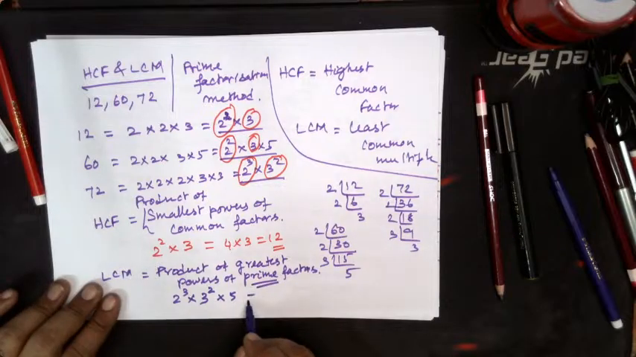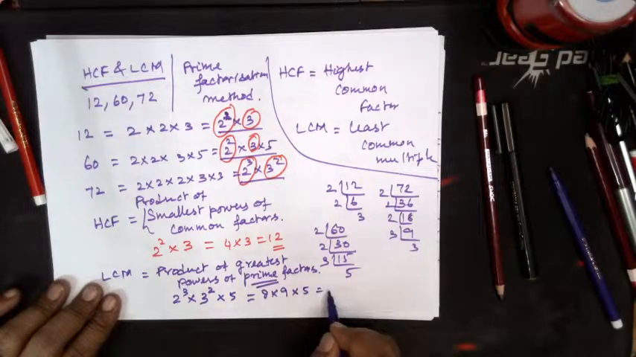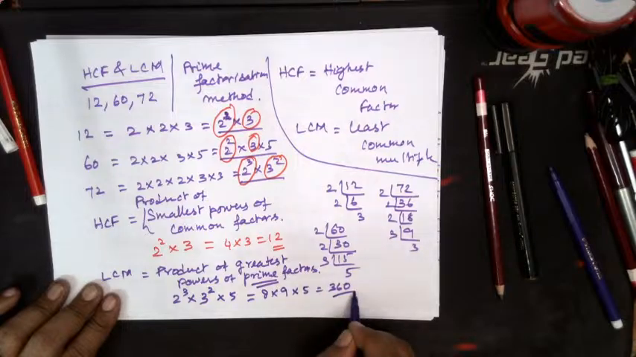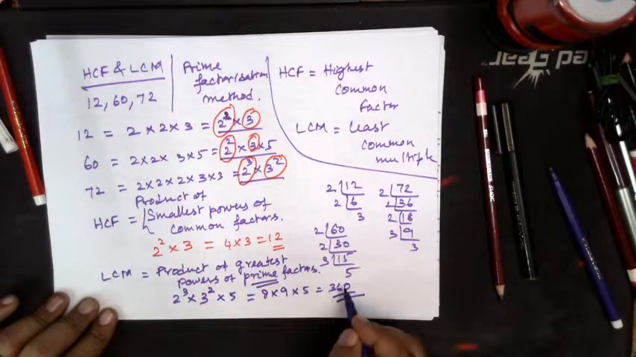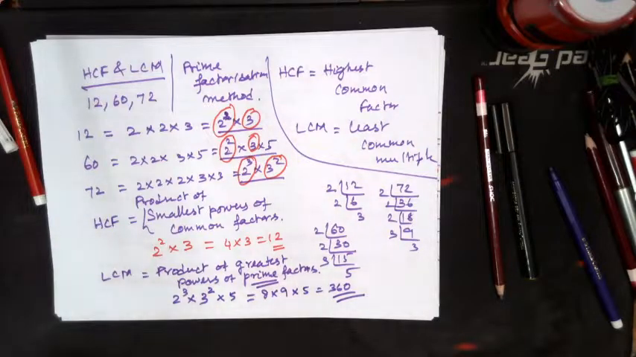So 2 cubed is 8, 3 squared is 9, and 5. That's all. 5 8s are 40. 40 into 9 means 360. Now you can declare 360 as the LCM. So do you understand this? Okay.